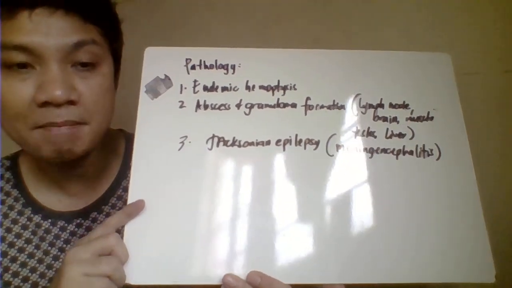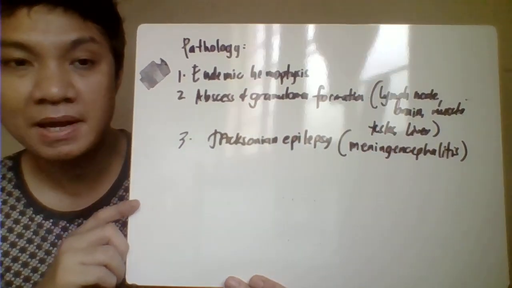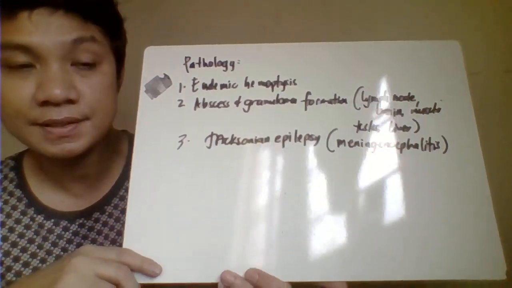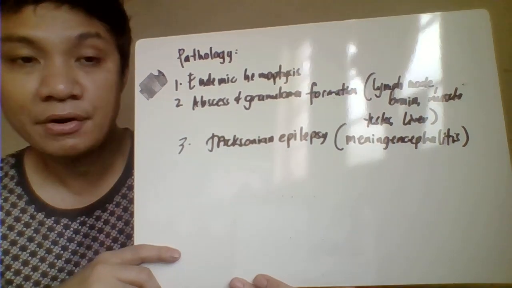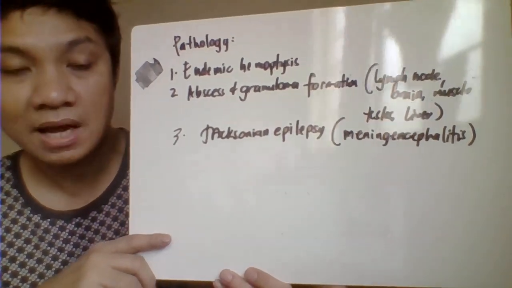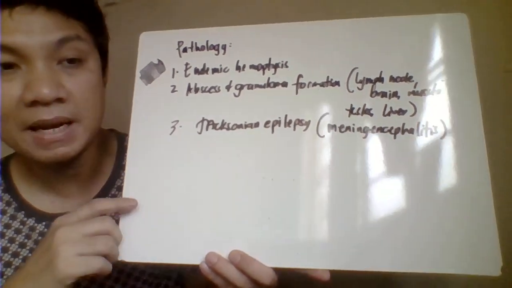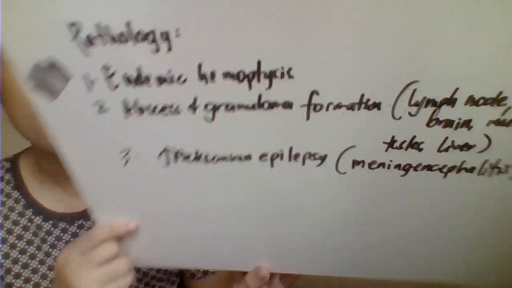Another one is Jacksonian epilepsy, because this parasite could also migrate to other parts of your body. It could also go to your CNS or central nervous system. It could affect your meninges and cause meningoencephalitis, giving characteristic epileptic seizures.